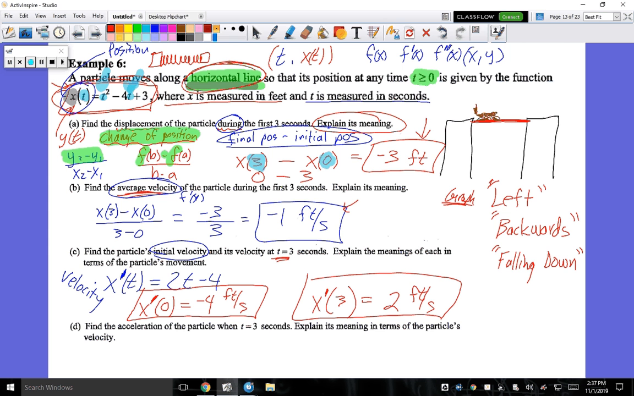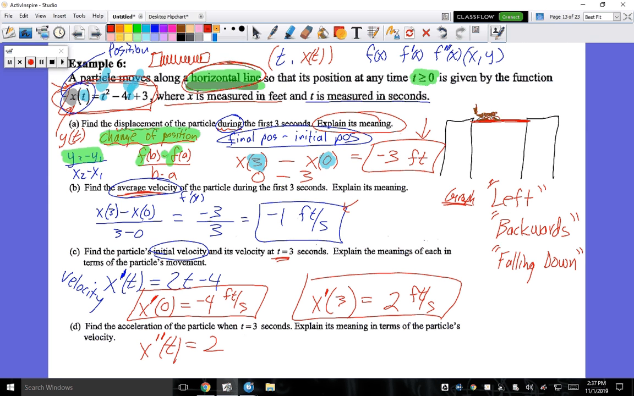Okay. Now find the acceleration of the particle when t is 3 seconds. What do I do? You just get the second derivative of x of t. Perfect. x double prime of t, anyone? 2. It's 2. Wait, on the last one, would you say at 0 seconds it's moving left? You could say at 0 seconds it's moving left at 4 feet per second. You could say it's moving backwards at 4 feet per second. You know what I mean?